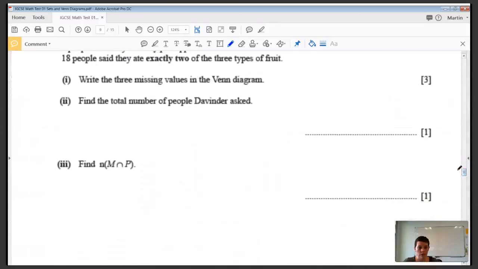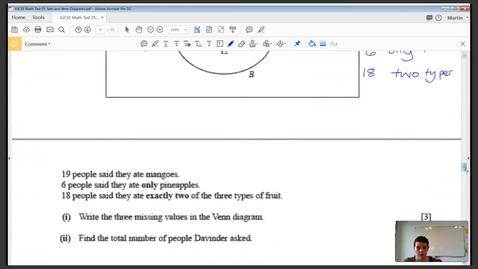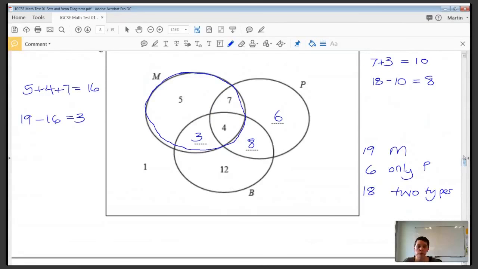We then are asked to find the total number of people that Davender asked. So, the total number of people, remember each of these numbers represents a number of people, so we've got to add them all up. So, we've got 5 plus 3 plus 4 plus 7. We have 19 people already in our mangoes. That's our 19 people. Okay, we then have, if we add in these ones in bananas, that's another 20. And then there's another 6 here.